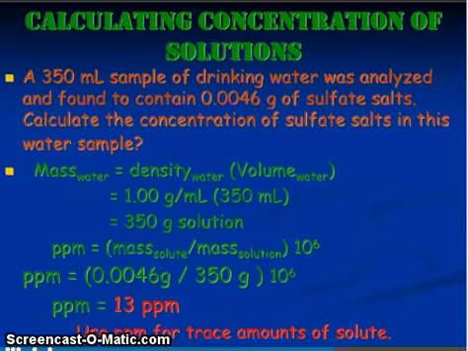A 350 milliliter sample of drinking water was analyzed and found to contain 0.0046 gram of sulfate salt. Calculate the concentration of sulfate salt in this water sample. So mass of water is density times volume, which gives 350 grams of solution. ppm is mass of solute over mass of solution, times 10 to the power 6. So ppm is equal to 0.0046 gram divided by 350 grams, times 10 to the power 6, which is about 13 ppm. Use ppm for trace amounts of solute.